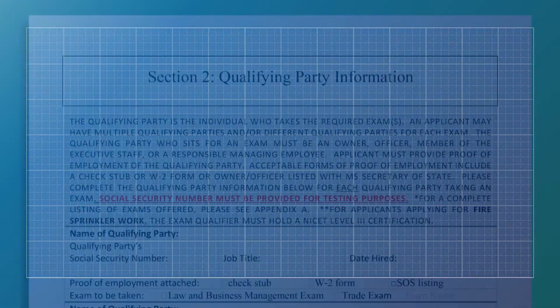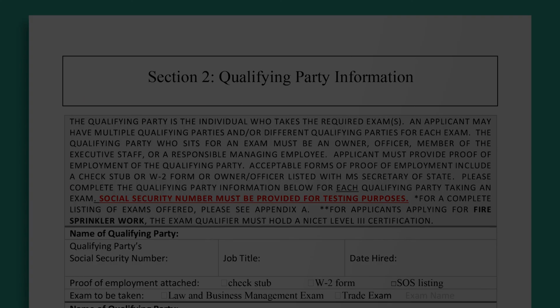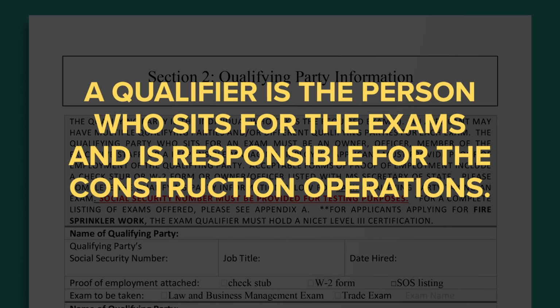In this section, you will be filling out information on the qualifying party. Remember, a qualifying party is an owner, responsible managing officer, responsible managing employee, or a member of the executive staff who appears for and takes examinations on behalf of the individual, partnership, or corporation seeking a license. In other words, a qualifier is the person who sits for the exams and is responsible for the construction operations. The qualifier is the person who has the relevant, hands-on experience required for the license classification.